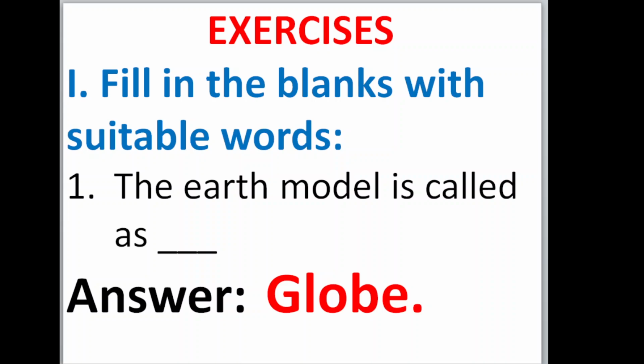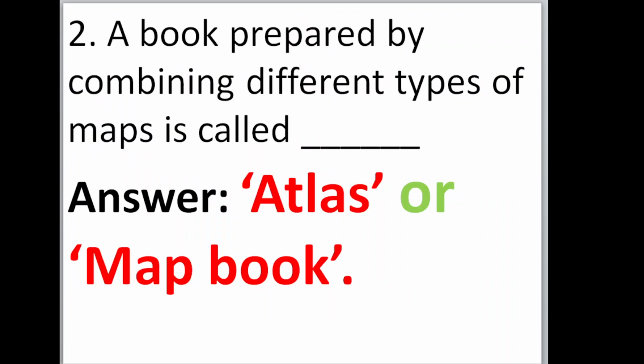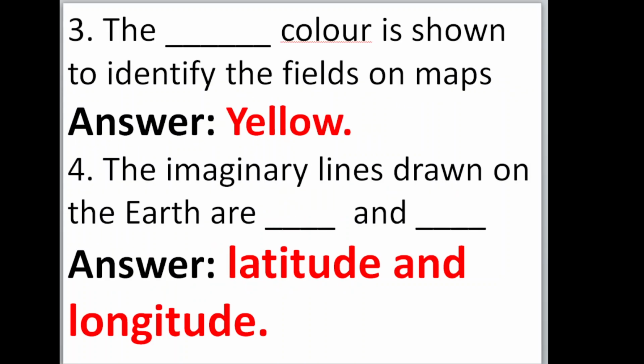Exercises. First one, fill in the blanks with suitable words. First one, the Earth model is called as dash. Answer for it, globe. Then move to the second one. A book prepared by combining different types of maps is called atlas or map book. Now move to the next one. Third one. The dash color is shown to identify the fields on the maps. Yellow. Fourth, the imaginary lines drawn on the earth are dash and dash, latitude and longitudes. Now move to the next.